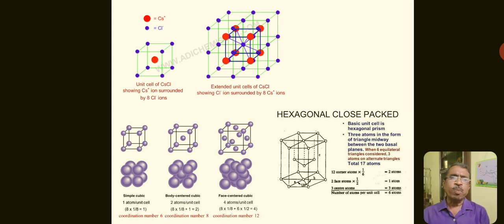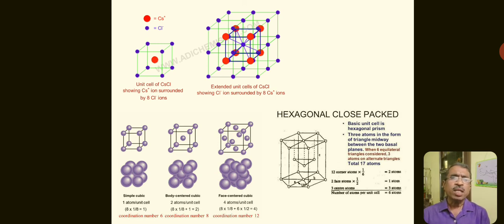In case of body-centered cubic lattice, because 8 atoms are at the 8 corners, therefore 8 into 1/8 becomes 1. And at the center of the cube, we have 1 atom. So therefore it is 1 plus 1 is equal to 2. In case of body-centered cubic lattice, we have 2 atoms in a unit cell.